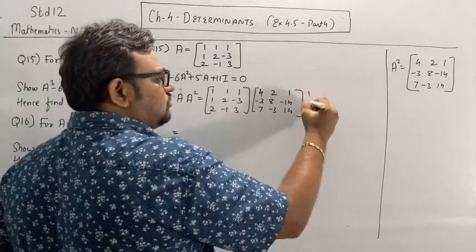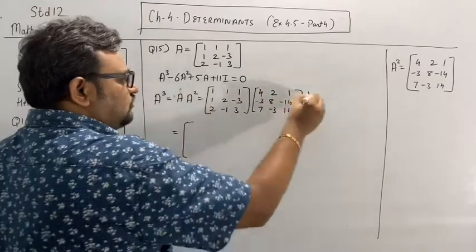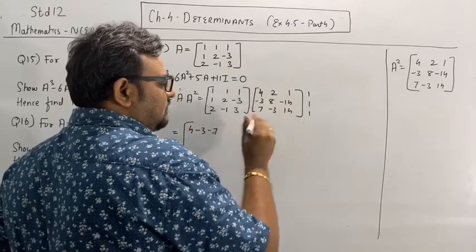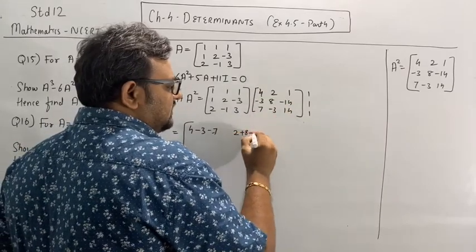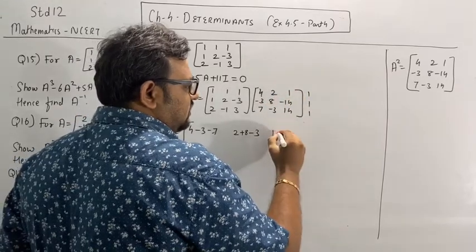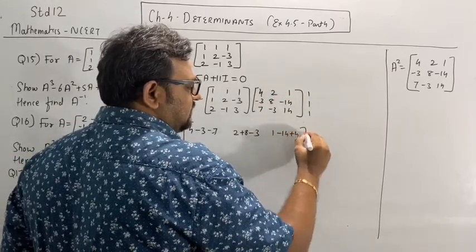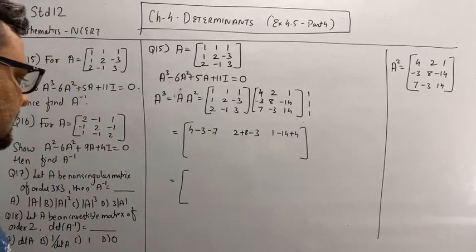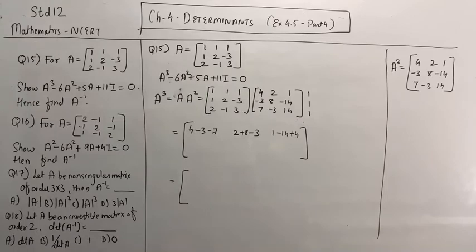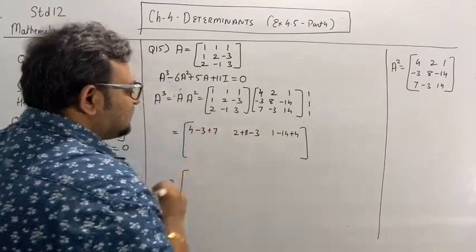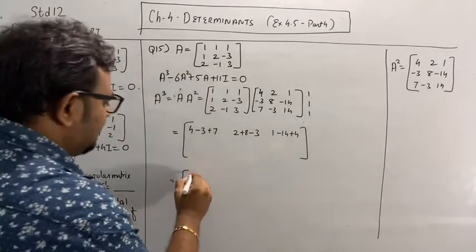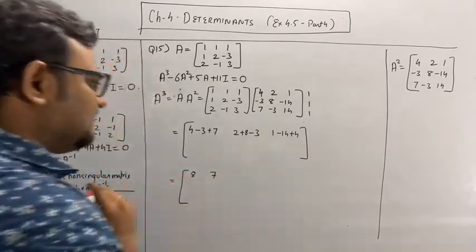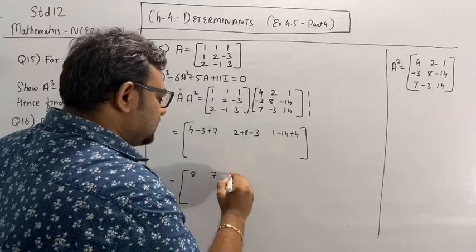Let's take the first row. So 1 into 4, 4 minus 3 minus 7. Now the second column, 2 ones are 2 plus 8 minus 3. Third, 1 minus 14 plus 14. Okay, let me calculate this here only. So 4 minus 3 minus 7, that will be equal to, sorry, it will be plus 7, I think. So 4 minus 3, 1, plus 7, 8. 2 plus 8, 10. 10 minus 3, 7. 1 minus 14 plus 14, 1.